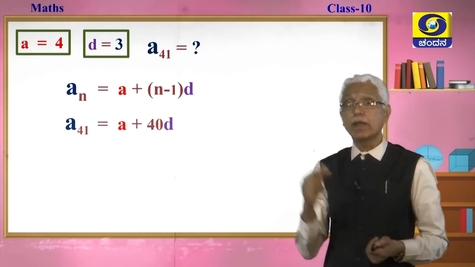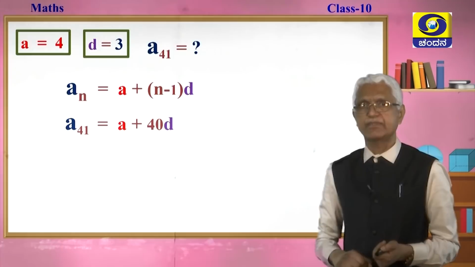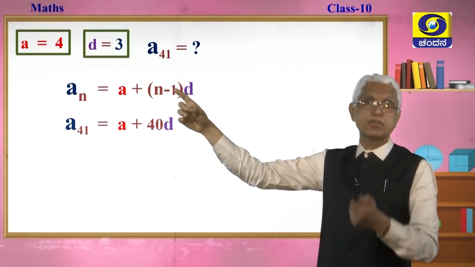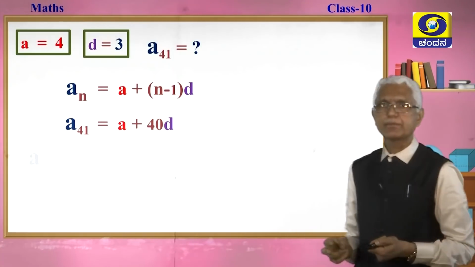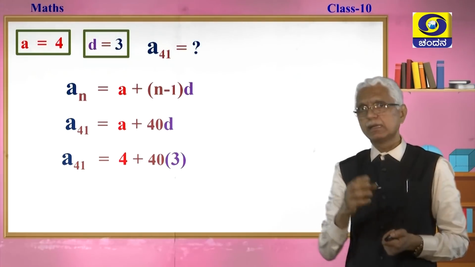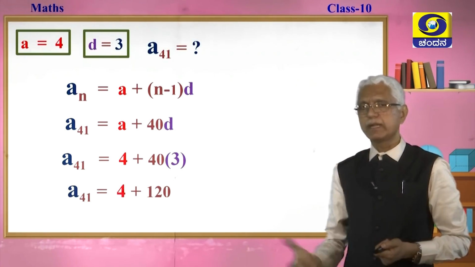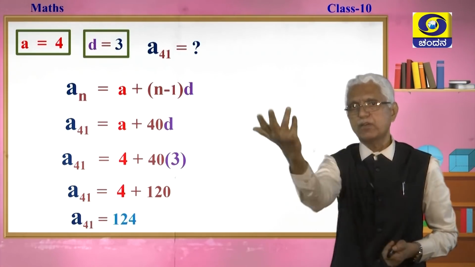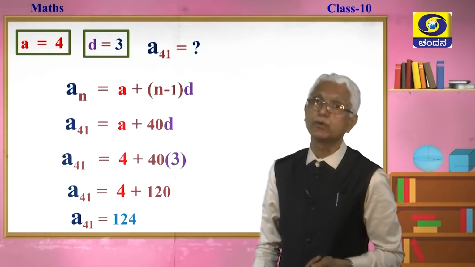A 41. Why did I put 41? I want the 41st term. So, I will put 41 in place of n. 41 minus 1 is 40. So, a plus 40d, right. A is 4, you have calculated. D is 3, just substitute. 40 into 3 is 120, 120 plus 4 is 124, a 41 is 124. Therefore, the 41st term is 124.